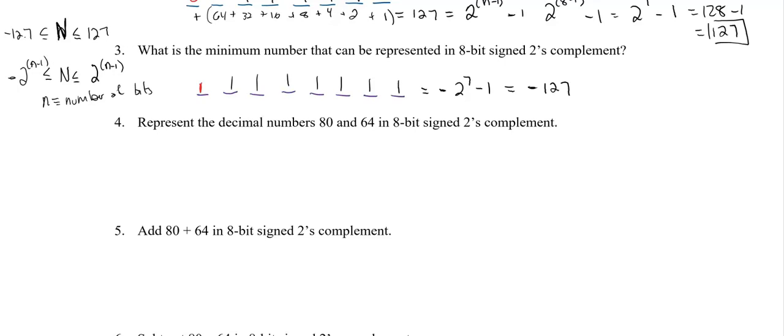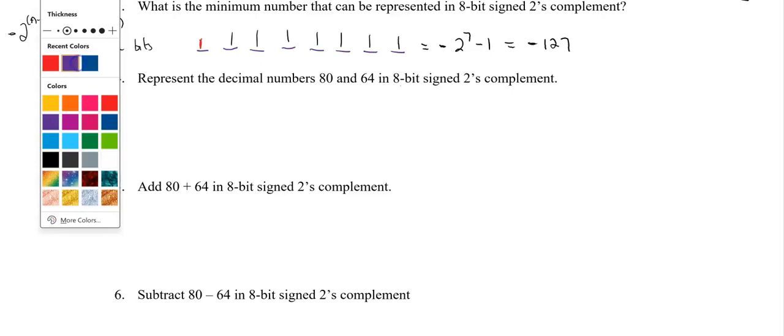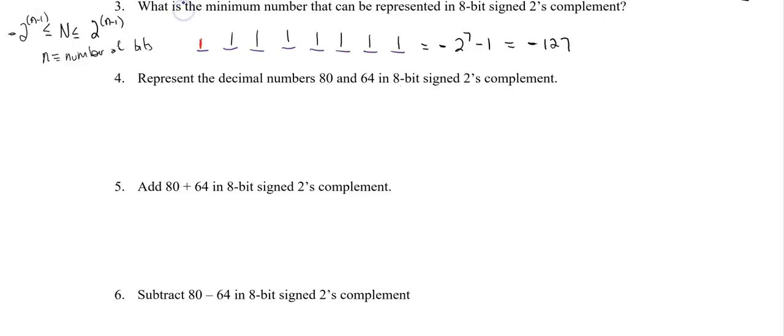All right, the next 3 problems ask us to represent 80 and 64 in an 8-bit signed 2's complement, add them together, and then subtract them in signed 2's complement. So let's try to go through that relatively quickly here. So we get 80, that's equal to 64 plus 16, or 2 to the 6 plus 2 to the 4.